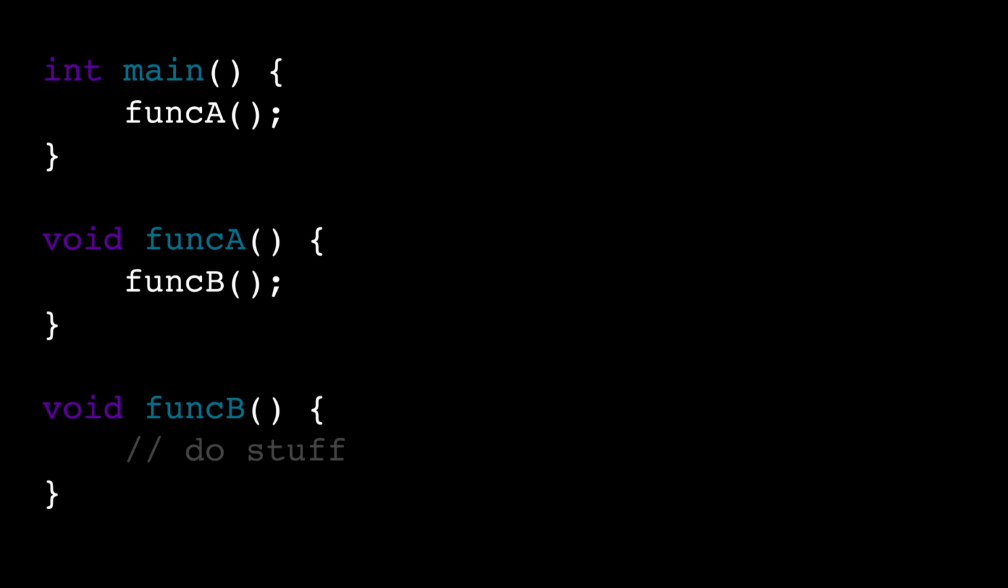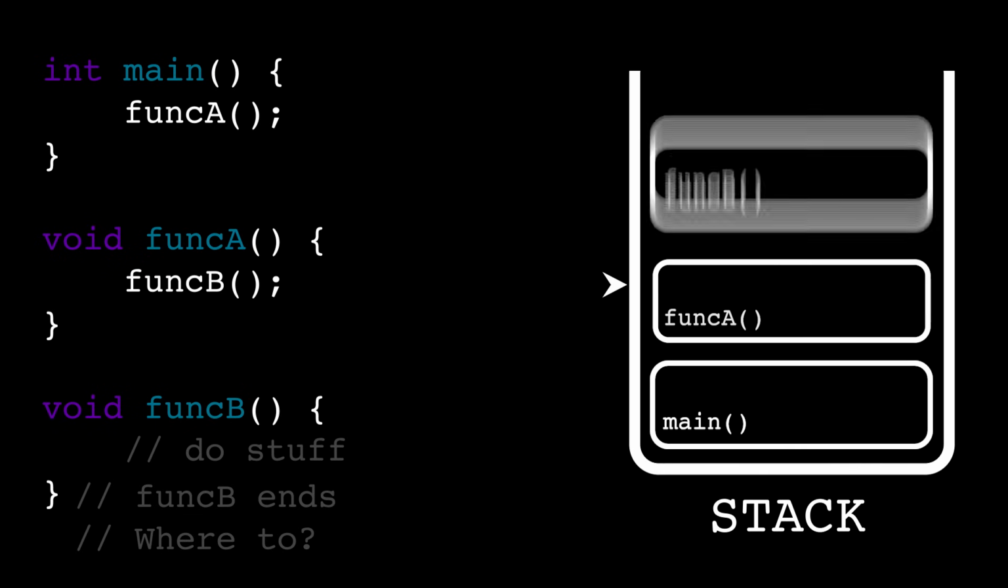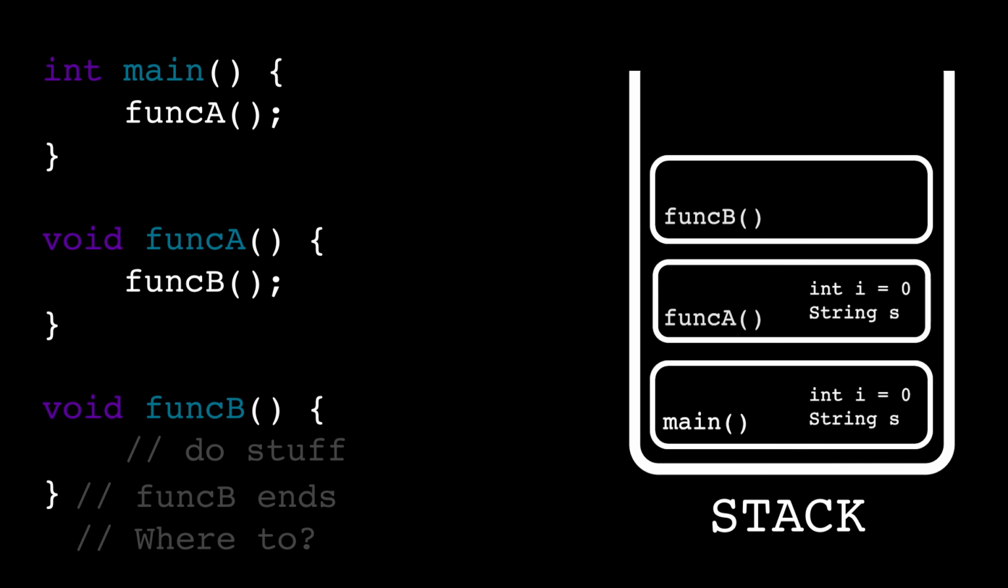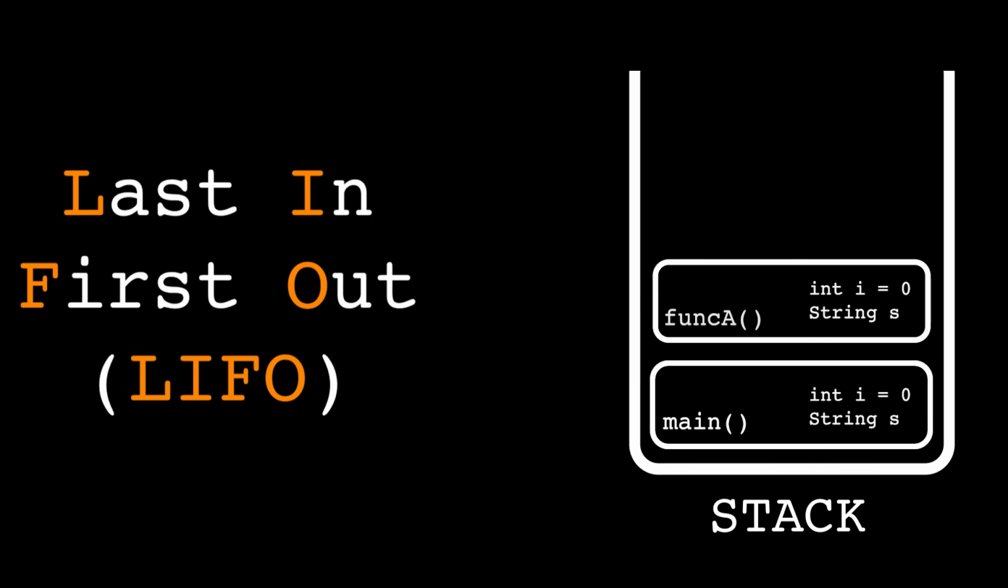Looking at this simple code, how does the program know at what function to return after function B finishes? When a program runs, the system sets aside a special region of memory called the stack. Each time a new function is called, a stack frame is pushed on the stack. That frame contains things like function parameters, local variables, and return addresses. The last function called is the first one to finish. That's why the stack works in a last-in, first-out order.